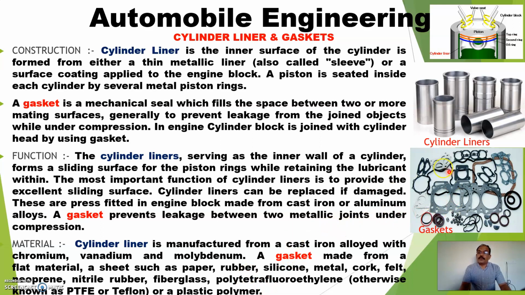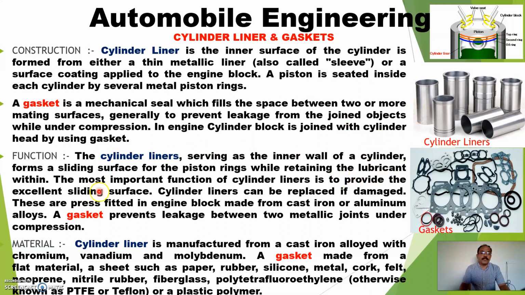What is the purpose of this gasket? To make a leak proof joint, so that the gases or the compression won't leak from this joint. Take an example of the cylinder block and cylinder head. As we discussed in the last lecture, in the cylinder and piston a compression is taking place, and this compression should not leak, otherwise the engine will not be able to develop power. So these two components are a very essential part of the engine.